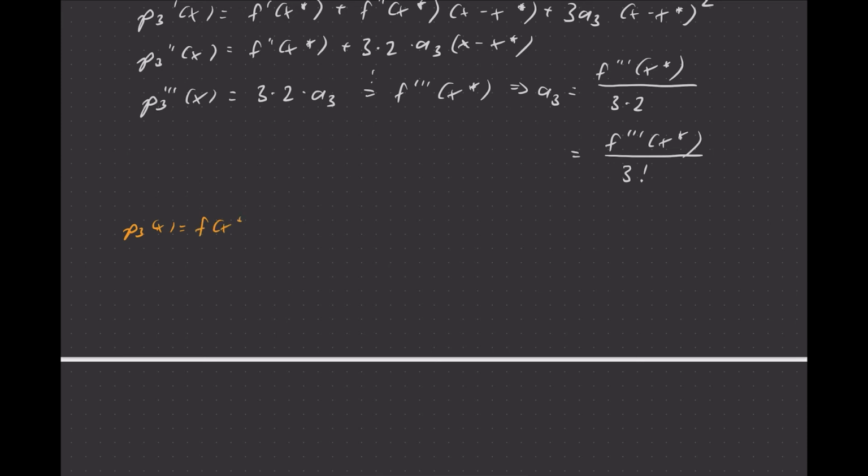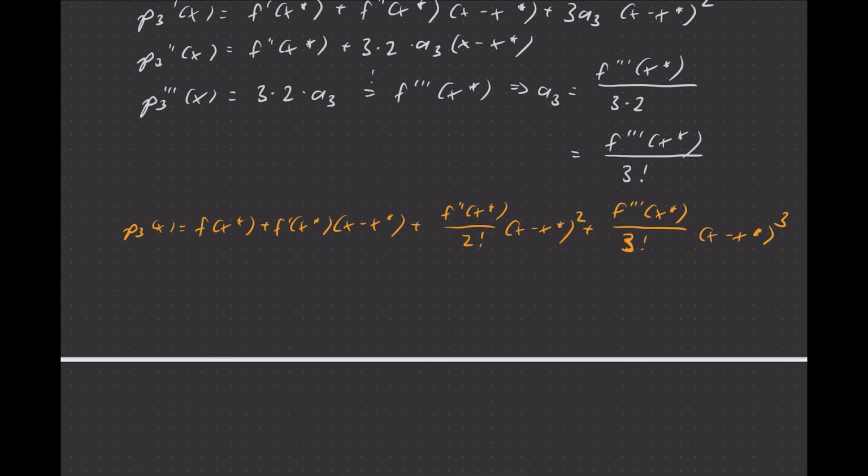So that is f of x star plus f prime of x star times x minus x star plus f double prime at x star over 2. And of course, 2 is the same thing as 2 factorial. So we could write it in this way: x minus x star to the second power, plus f triple prime at x star over 3 factorial times x minus x star to the third power. And I forgot again the second power here. And to make things a little more consistent, you could also write this here.